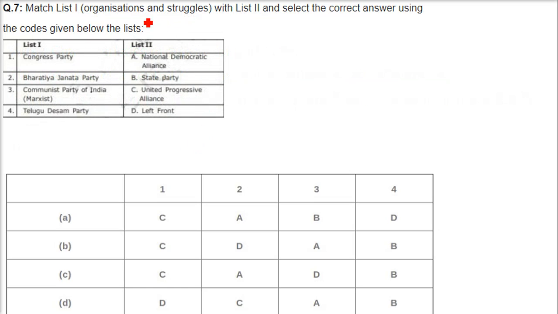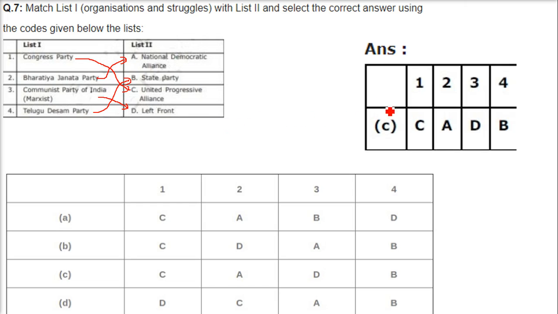Match list 1, organizations and struggles, with list 2 and select the correct answer using the codes given below. Congress Party is the major party in UPA, United Progressive Alliance. Bharatiya Janata Party is the major party in NDA, National Democratic Alliance. CPI and CPIM form the Left Front. And Telugu Desam Party is a state party. So this is the correct matching. This is the answer, C1.